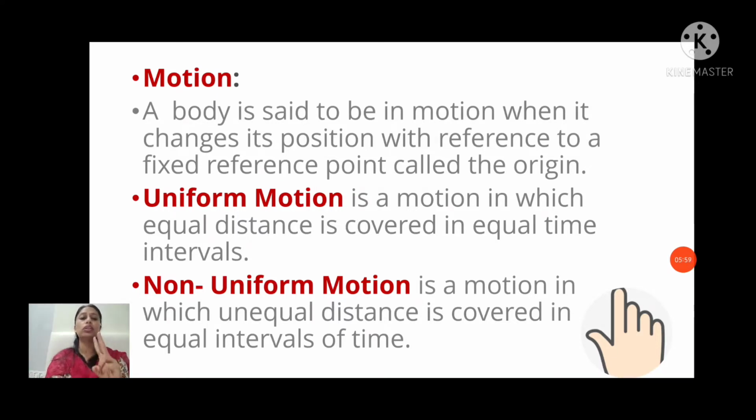Both the quantities should be the same. What? Distance and time. If your distance is the same in every equal time interval, then you can say the motion is uniform. And the motion will be non-uniform when the distance is not the same in equal time intervals. So this is the introduction of uniform and non-uniform motion.